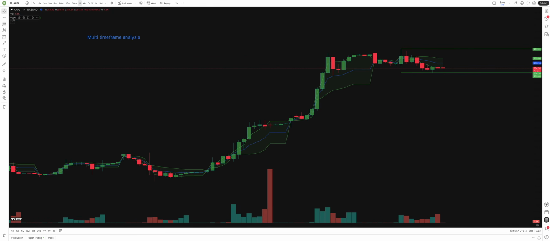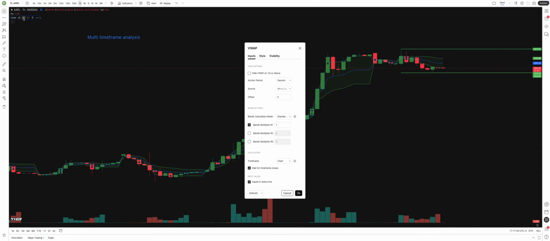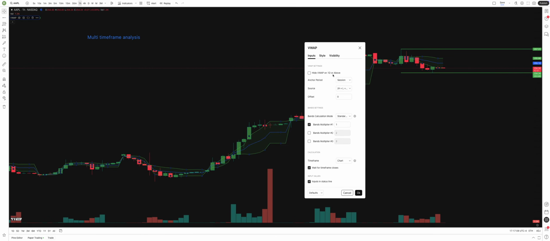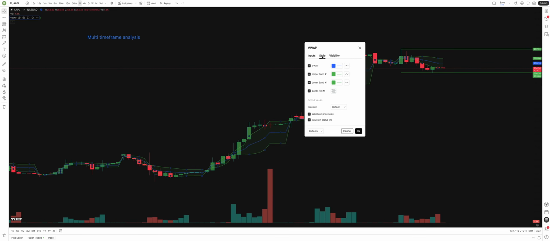So what I like to do is I like to hover over VWAP and then click settings here. So you'll hover over, click this icon, and this will open up the settings for VWAP. And we're going to get rid of the bands. The bands are not necessary. So we're going to click style, and then we're going to uncheck the upper and outer band, like so. We're also going to uncheck the bands fill as well.